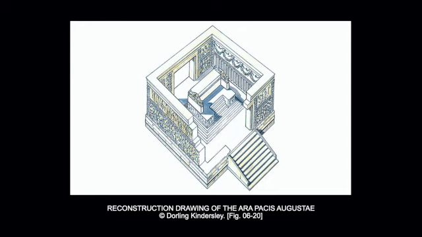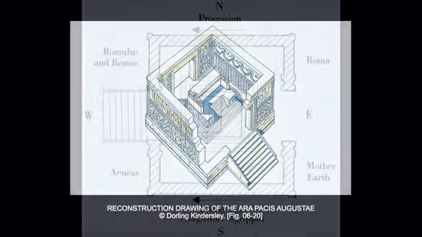The altar enclosure is roughly square, while the altar itself sits atop a raised podium that is accessible via a narrow stairway, similar to the temples that we've looked at so far. The altar was the functional portion of the monument. It was the place where the blood sacrifice or the burnt offerings would be presented to the gods.